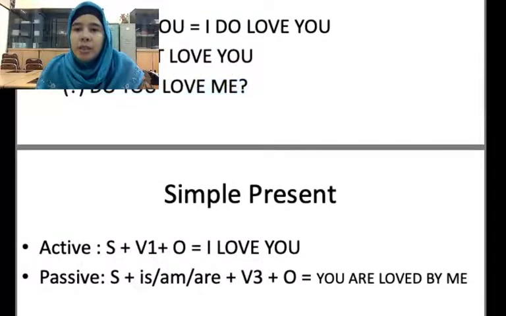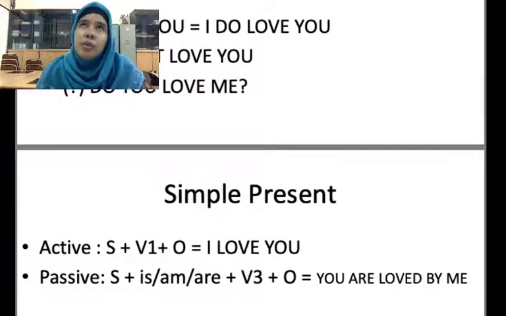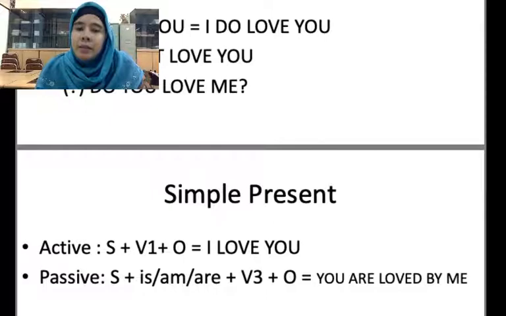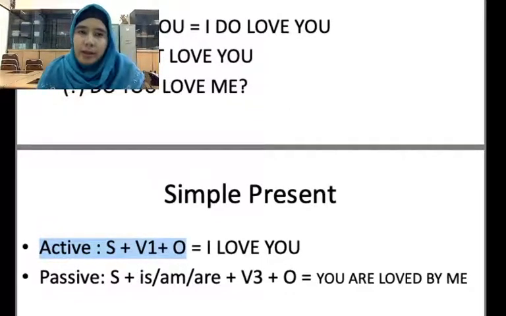Now let's go to the formula of the passive voice in each sentence, in each tense, everyone. Okay, let me start with the simple present. The formula of the active voice in the simple present is subject plus verb 1 plus object. Okay, please do remember yourself. This is the formula of declarative.